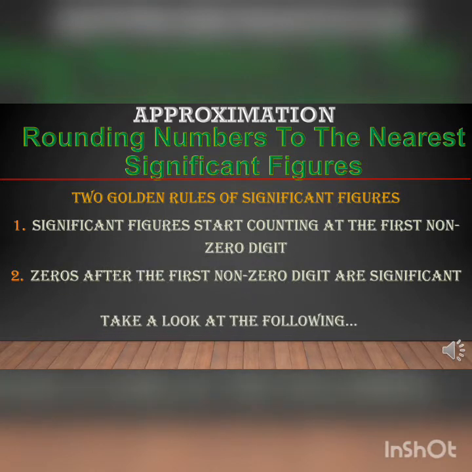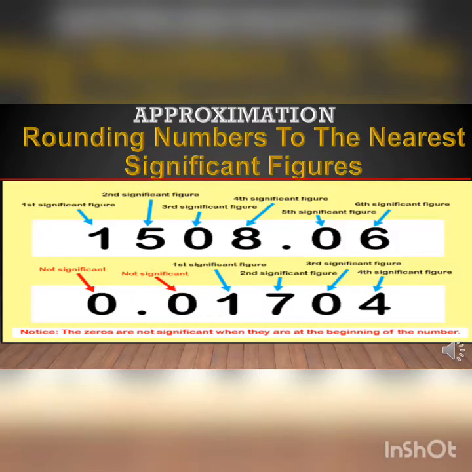Let me use numbers to explain so you understand better. To further understand the concept of significant figures, let's consider these two numbers: 1508.06 and 0.01704. For the first number, my first significant figure is 1, because 1 is my first non-zero digit. The second is 5. The third is 0. This 0 here is significant because it is coming after non-zero digits. Same with the other 0 in the number. They are both coming after non-zero digits.